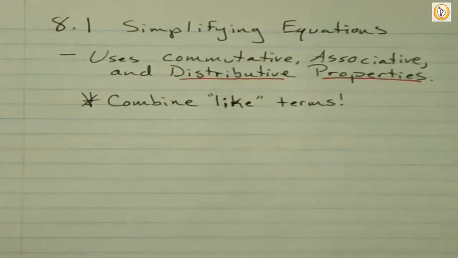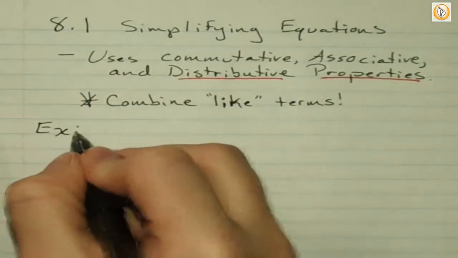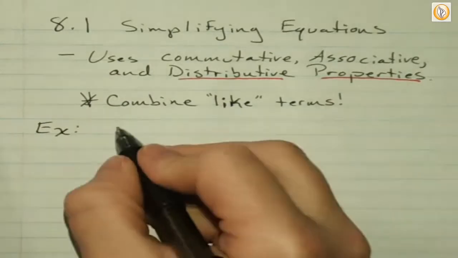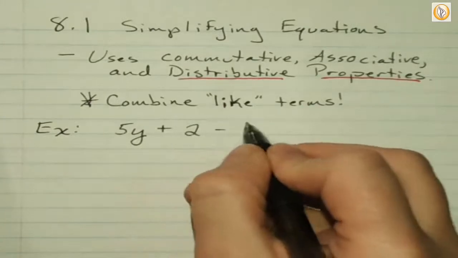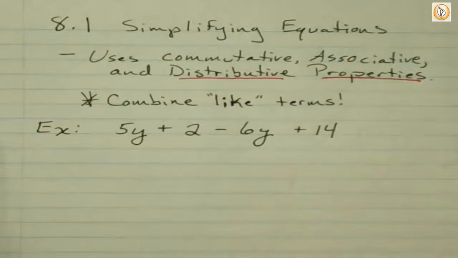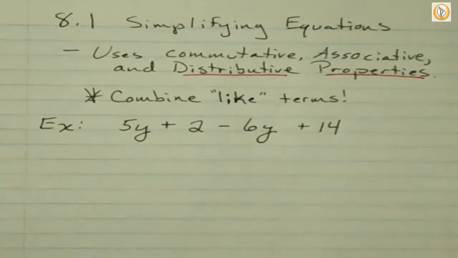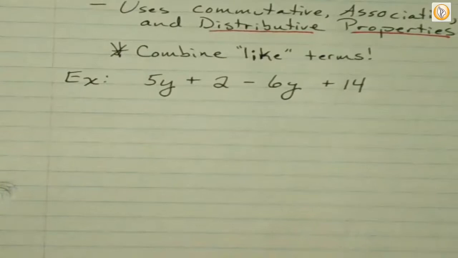You can wear jackets. Okay, so we're going to combine like terms, which y'all have done before. So, example: 5y plus 2 minus 6y plus 14. Notice I have them spaced out. This is going after the chapter y'all just had. This is going to be kind of nice. Now, notice there's no equal sign.